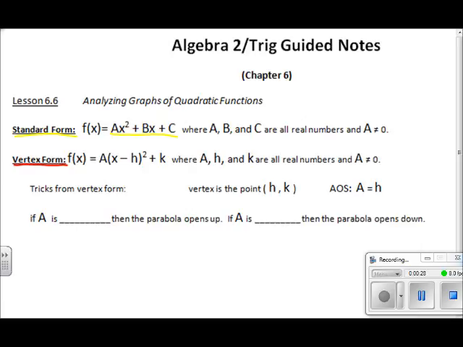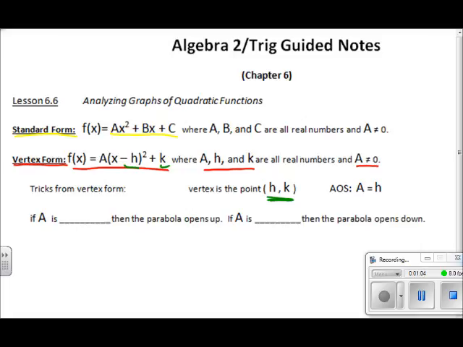Now in vertex form, we would say that our f of x equals a times the quantity x minus h squared plus k, where a, h, and k are all real numbers, and again, a cannot equal 0. When we have functions given to us in this vertex form, just like standard form, there are some tricks. Our vertex is always going to be the point (h, k), as long as it's given to us as minus h plus k.